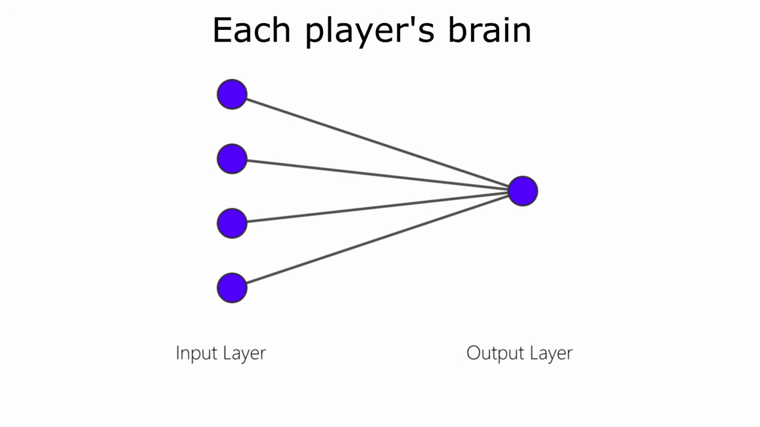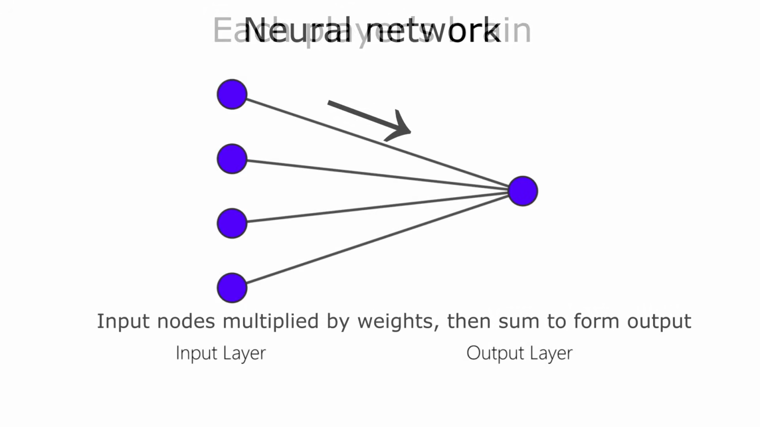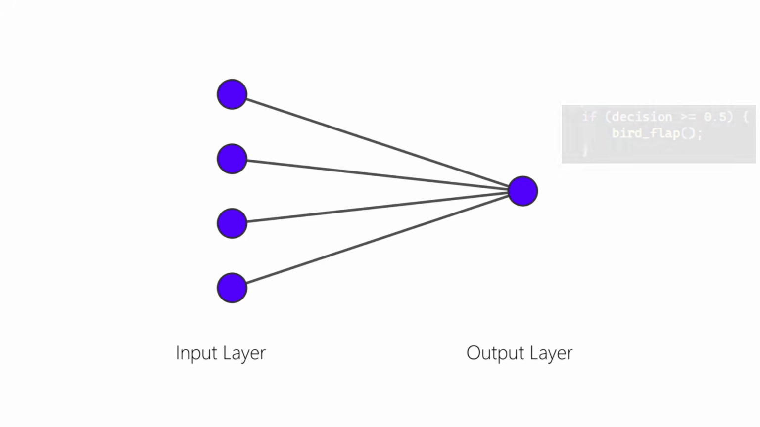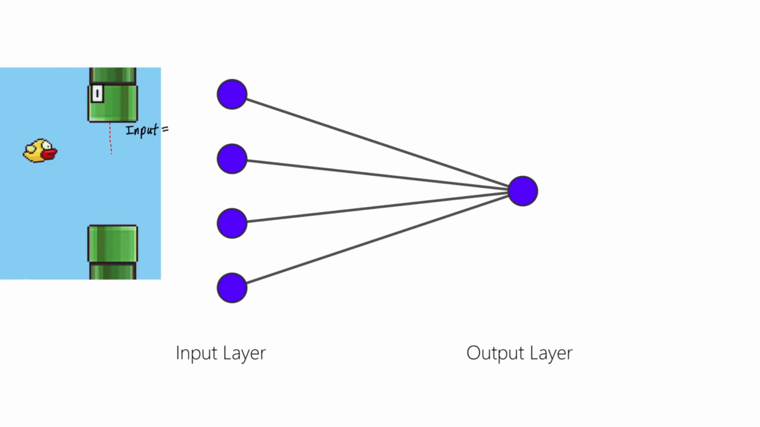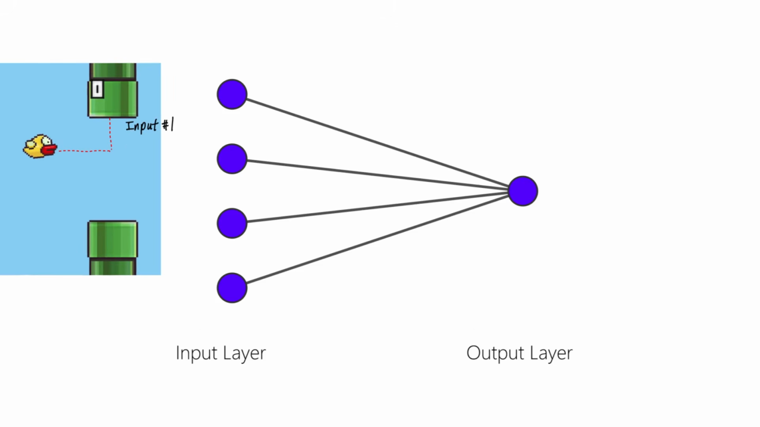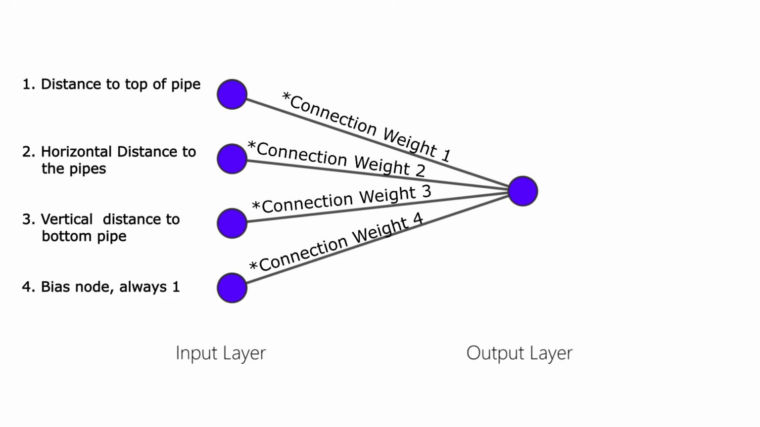Each of these players are just neural networks that get inputted data and return an output that determines if they flap at that frame or not. The three inputs are the distance to the top pipe, the horizontal distance to the pipes, and the distance to the bottom pipe. There is also a fourth node called the bias node, which is always 1. This just gives the AI more mobility to change.